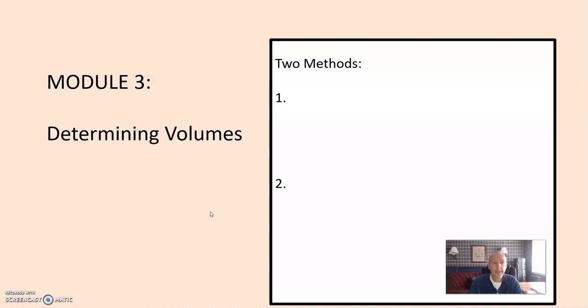In Module 3, we'll move beyond looking at areas and into the third dimension, where we'll determine the values of volumes. You'll find in Module 3 that there are two fundamental methods we'll want to be familiar with. Sometimes the first method will be easier or more efficient than the second method, and at other times, the second method will be more efficient than the first.